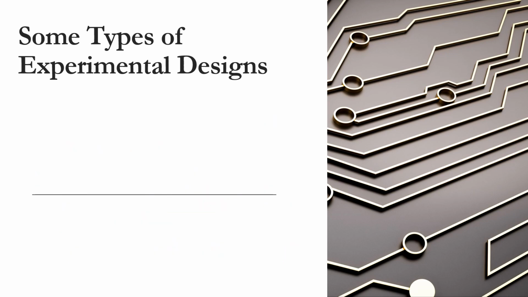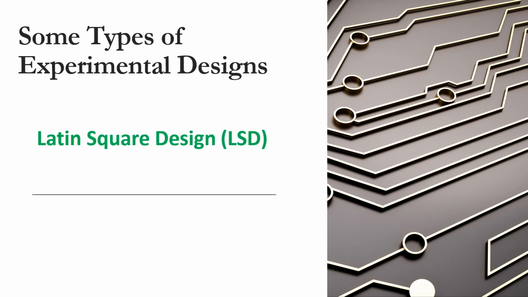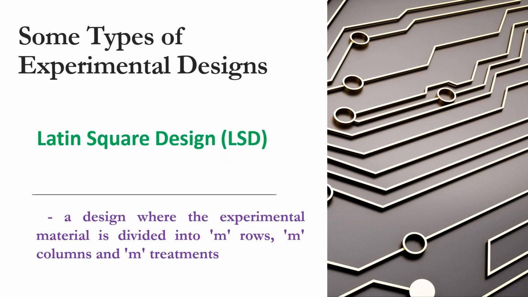The third one is the Latin square design, and this is all about the experimental material being divided into M rows, M columns, and M treatments.